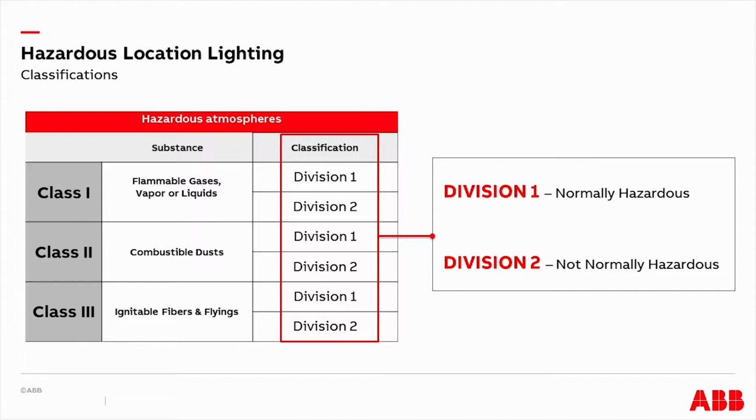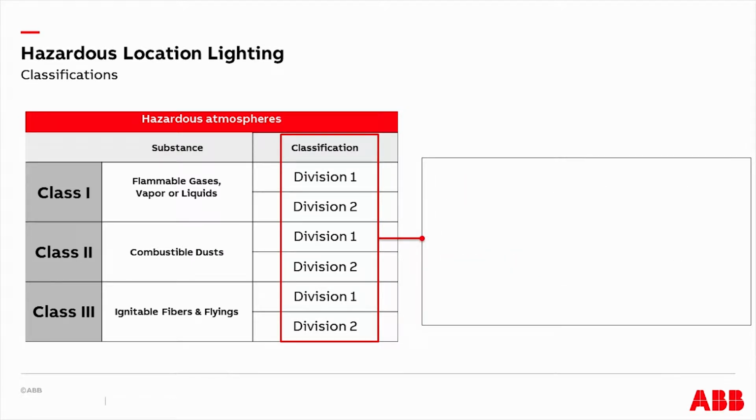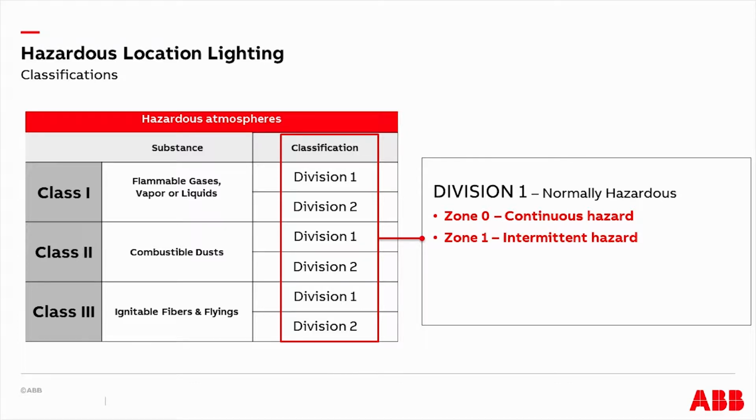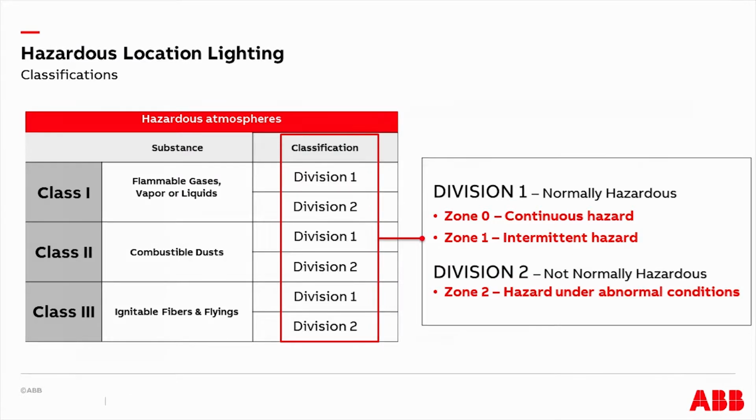Falling under the divisions are zones. Zone 0 is an area in which an explosive atmosphere is present continuously for long periods or will frequently occur. Zone 1 is an area in which an explosive atmosphere is likely to occur occasionally in normal operation. It may exist because of repair, maintenance operations, or leakage. Zone 2 is a place in which an explosive atmosphere is not likely to occur in normal operation, but if it does occur, will persist for a short period only. These areas only become hazardous in case of an accident or some unusual operating condition.